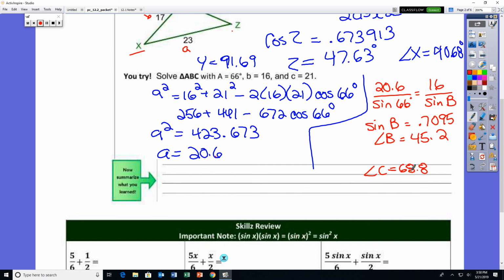So that is the law of cosines. Hopefully it's a little more straightforward and simple for you than you thought the last section was.